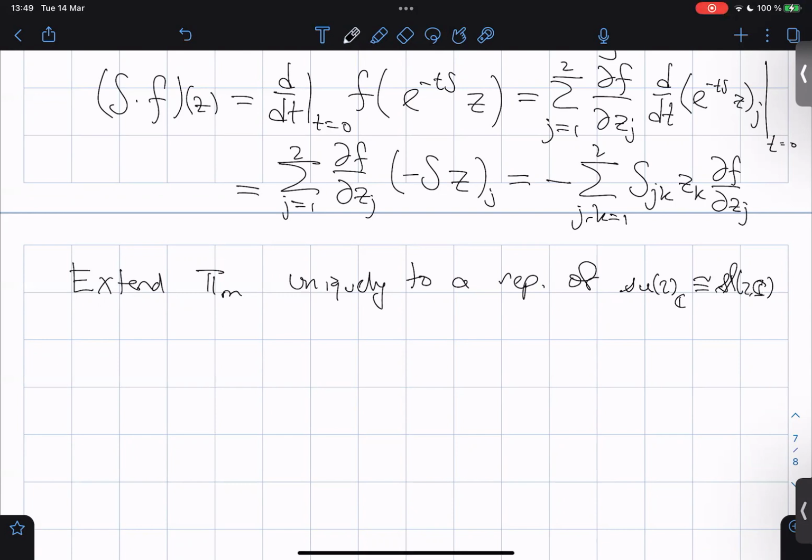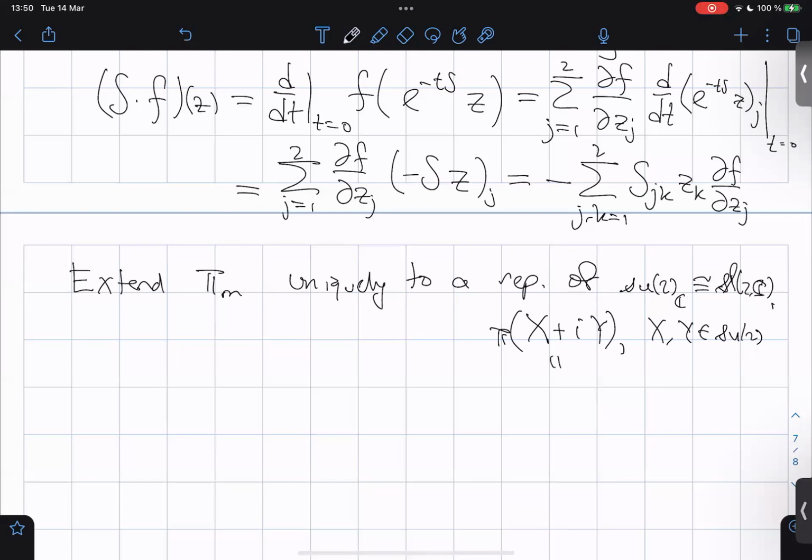Okay, which is SO2C. The idea here is that the complexification consists of vectors that look like that, where X and Y are in SU2. So if I know what pi of X is and pi of Y, I want to define what pi of X plus IY is.